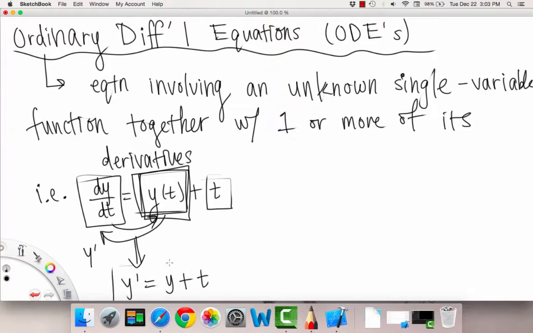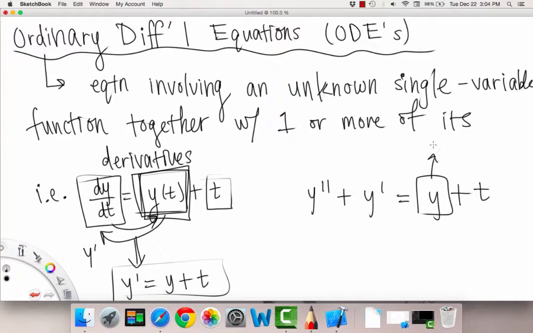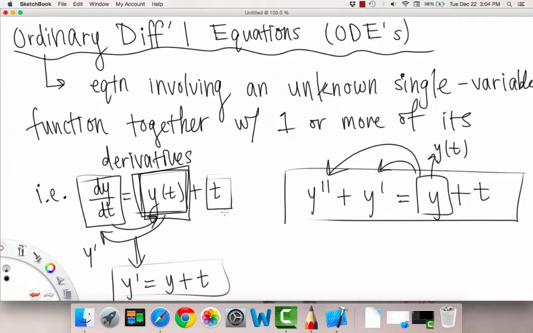This is also an ordinary differential equation. Okay, here's another example. We'll do a quick one here. We could have something like y double prime plus y prime is equal to y plus t. So in this case, again, here we have our single variable function, which is y of t, that's unknown. We have it together with its first derivative and its second derivative, okay? So this is also an ordinary differential equation here, okay?